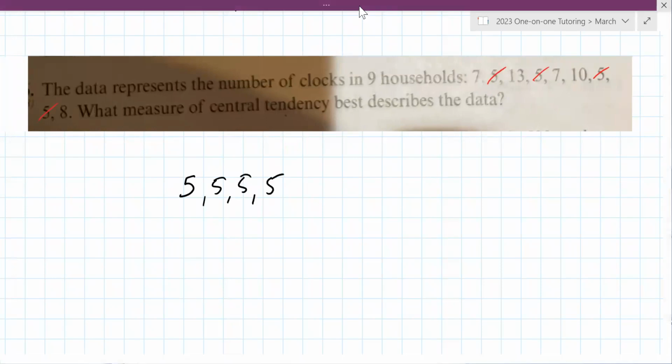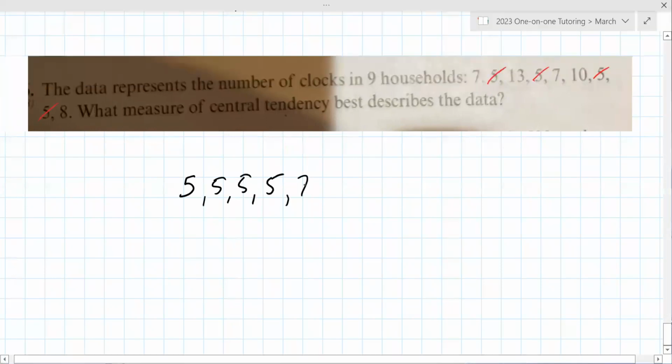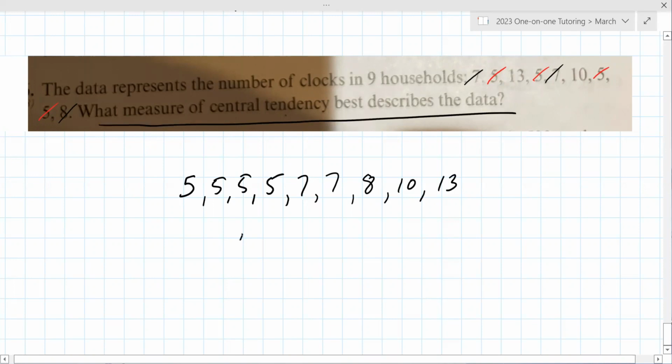Then find the next one. It's 7. Cross out. Okay, there's 2 7s. And then an 8. And then a 10 and a 13. So there's 3 measures of central tendency: mean, median, and mode.